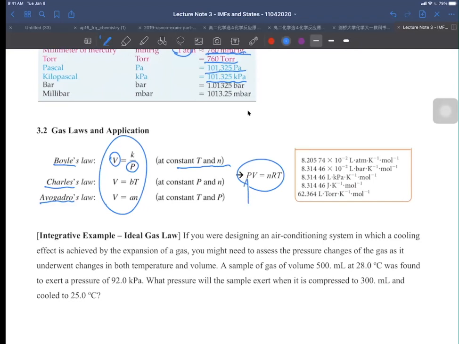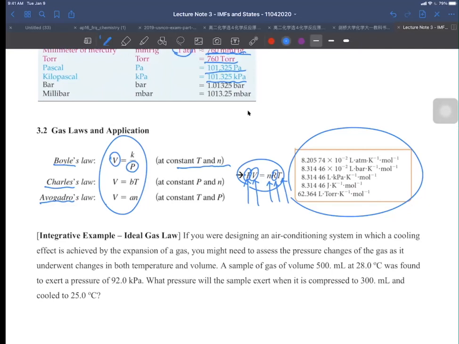So P is pressure, V is volume, n is moles of gas molecules, R is a constant, and T is temperature. Because P and V can have different unit combinations, and pressure has so many units, R may have a different value with a different unit combination. So this box shows you all of the commonly used R values and constants.